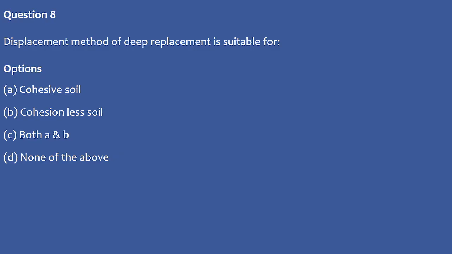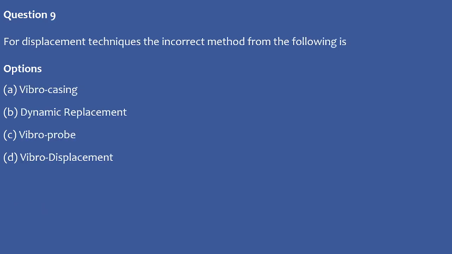So this type of method we usually prefer for both cohesive soil and cohesionless soil. Since in deep replacement we are basically replacing the soil with a better soil, which can increase the density of the soil, or increase the bearing capacity, as well as reduce the settlement. So for both cohesive and cohesionless soil, we can replace the problematic soil with good soil, and we can have a ground improvement there.